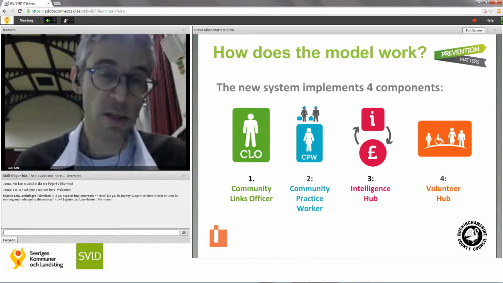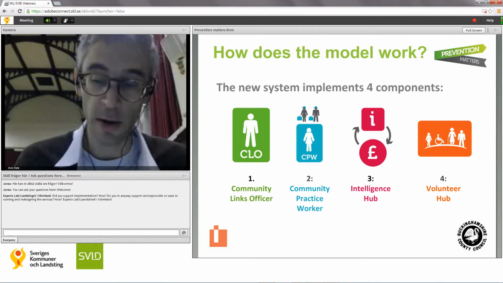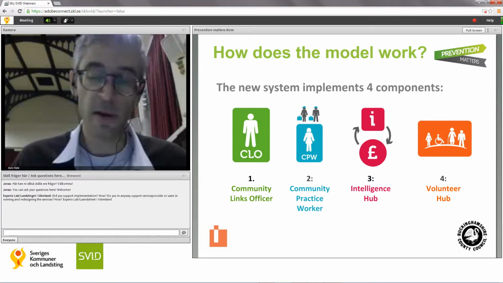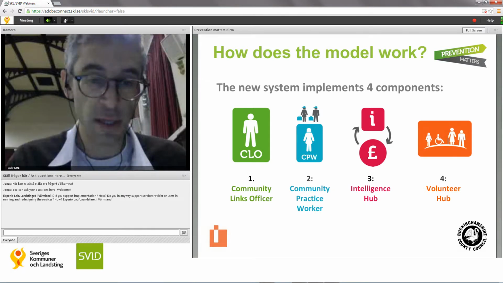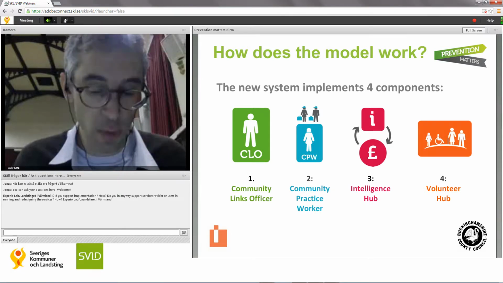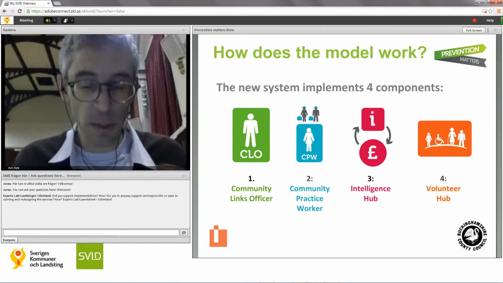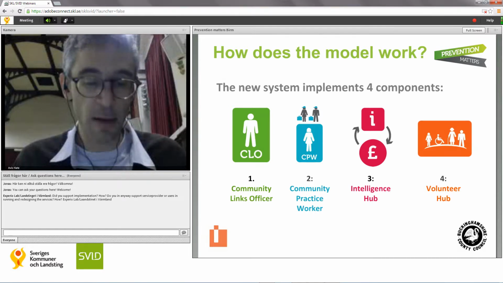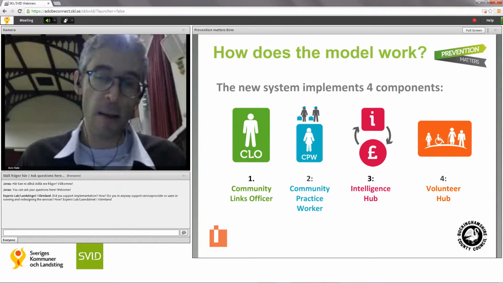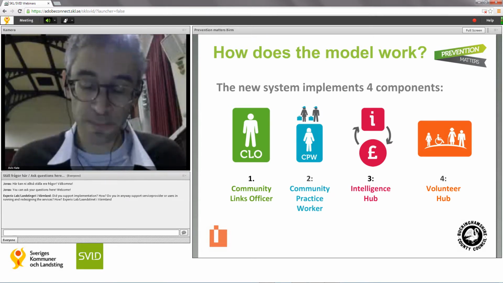And that's where the Intelligence Hub is a new function with some people who work there and are tracking and monitoring and collecting data from health, from social care, from the CLOs and the CPWs, understanding who's being seen, what kind of problems are being presented, as well as community level issues. So how many volunteers are joining the system? How many clubs are being set up? How many different types of voluntary opportunities are there?